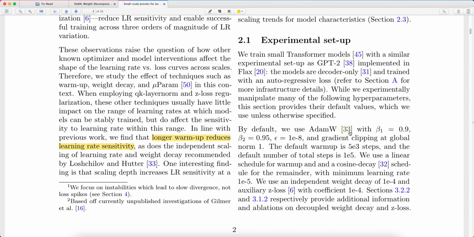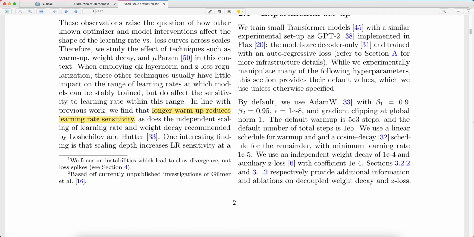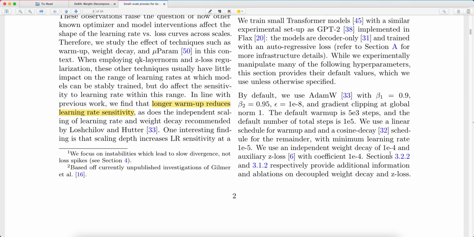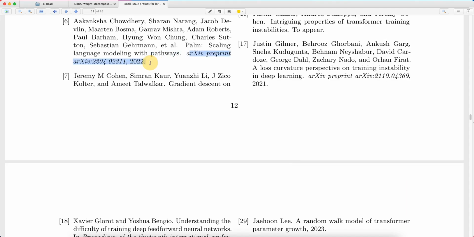Okay, they use AdamW, gradient clipping. Default warm-up is 5,000 steps. Default number of total steps is, what is that, 10,000? 100,000? Linear schedule for warm-up and cosine decay. Minimum learning rate of 1e-5. Independent weight decay of 1e-4. And auxiliary z-loss with coefficient of 1e-4. Don't know what that is. Let's take a look.